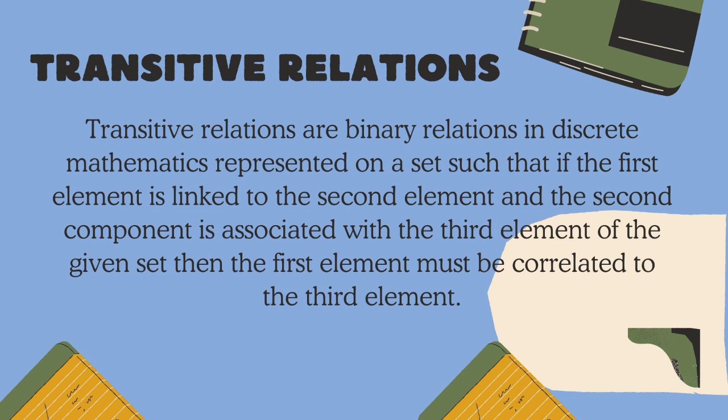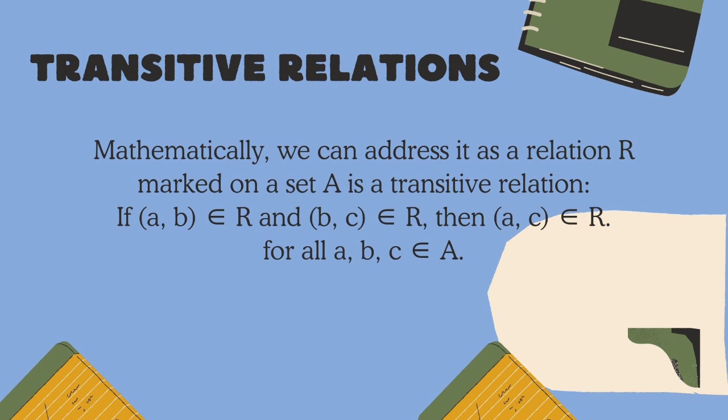Transitive relations are binary relations in discrete mathematics represented on a set such that if the first element is linked to the second element and the second element is associated with the third element of the given set, then the first element must be correlated to the third element. Mathematically, a relation R defined on a set A is a transitive relation if (a, b) is an element of R and (b, c) is an element of R, then (a, c) is an element of R for all a, b, c in A.